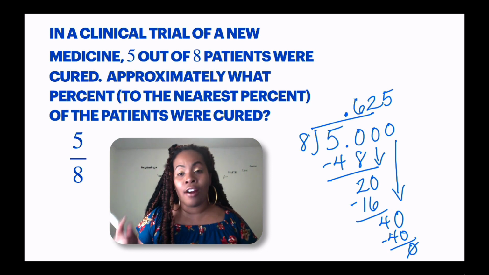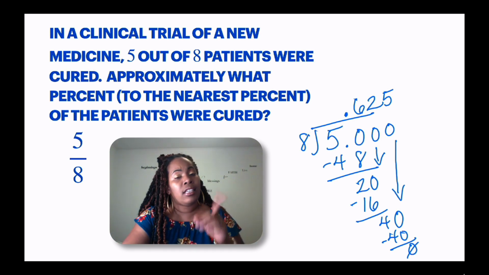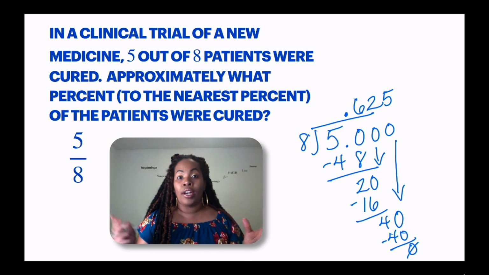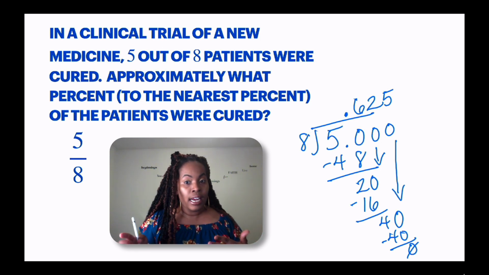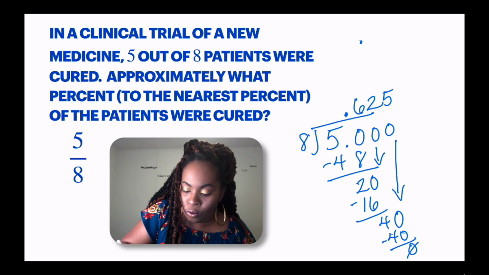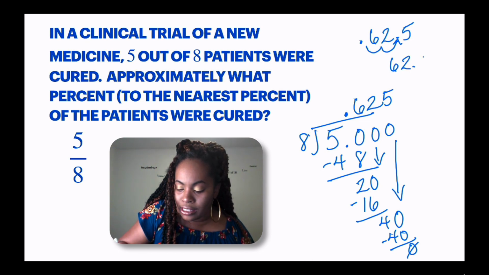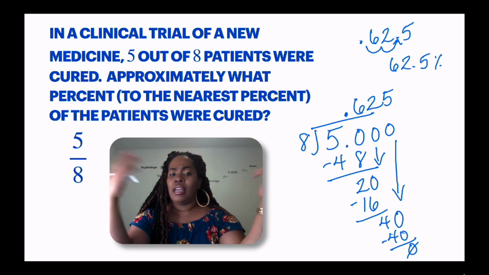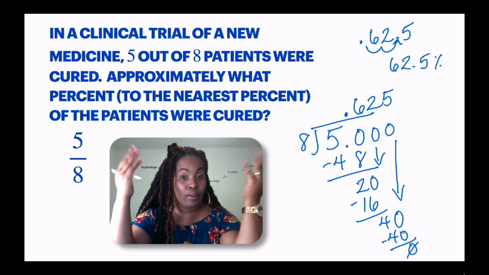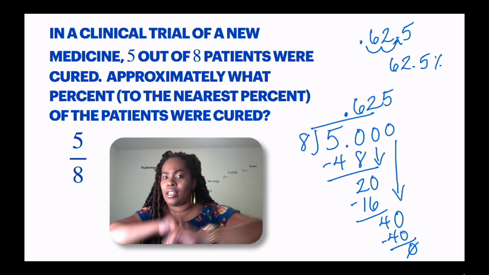But guess what? Our answer that we just found says 0.625. That's also known as 625 thousandths, right? But in order to get my percent, what we have to do is multiply this by 100, and then we're going to move our decimal place to the right twice, because that's what happens when you multiply by 100. You're going to see that the decimal place lands right there. So we end up with 62.5%. But the question is, they want your answer rounded to the nearest percent. My question is, what is 62.5% rounded to the nearest percent?